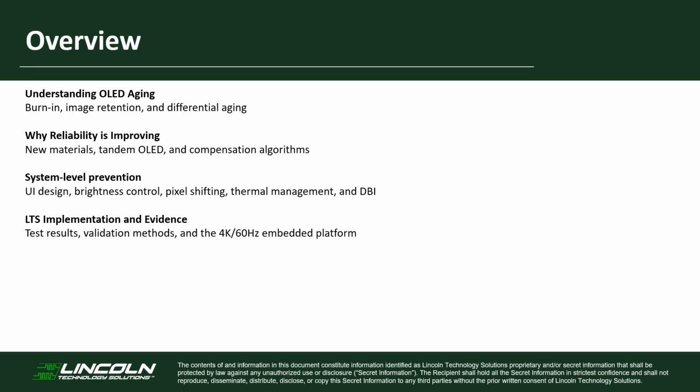We'll organize the discussion into 4 sections. First, we'll define OLED aging and explain why embedded usage is different. Second, we'll look at why OLED reliability is improving through better materials, tandem structures, and compensation algorithms. Third, we'll discuss system-level prevention, including brightness control, pixel shifting, user interface design, thermal management, and digital deburn-in compensation. Finally, we'll review LTS test results and show how an embedded 4K 60 Hz platform can provide both high-performance video delivery and OLED operating policy control. Let's start by examining the operating conditions that make embedded OLED applications distinctive.